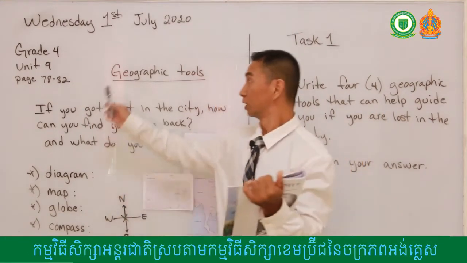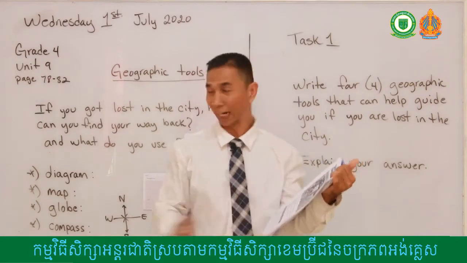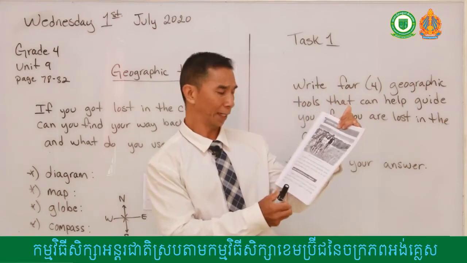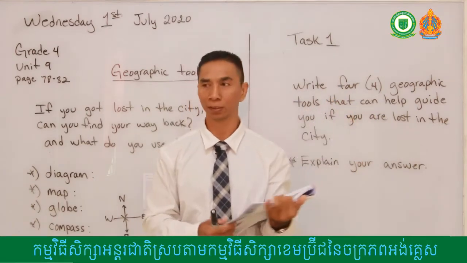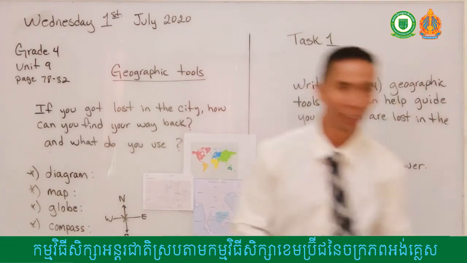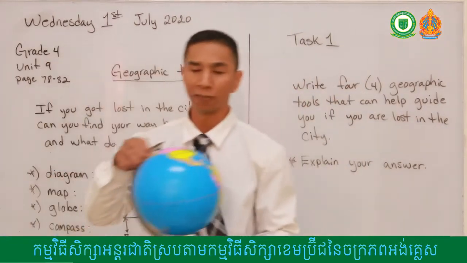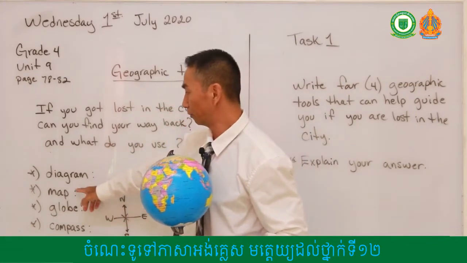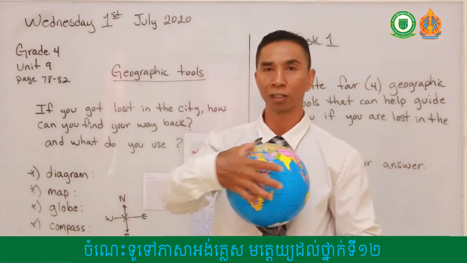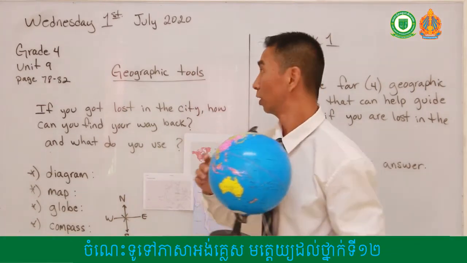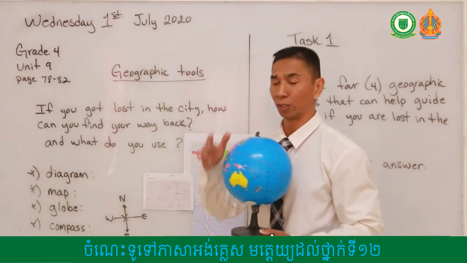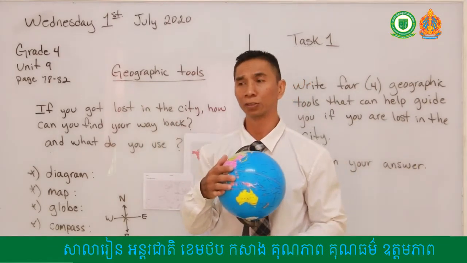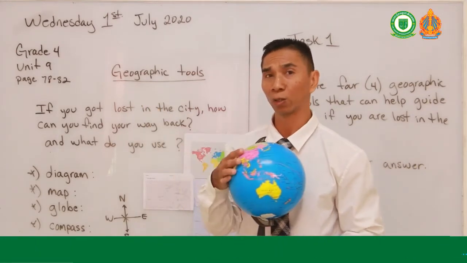Therefore, we need geographic tools such as a diagram, a map, a globe, a photograph by air and a photograph from satellite to help us. So what it's saying is, because the earth is so big that we cannot see all the regions of the earth, we need a map, a diagram, or a compass to tell us all the locations on this planet Earth. And all these tools, like the map, the globe, the diagram, are called geographic tools. So these are tools to help us find locations.